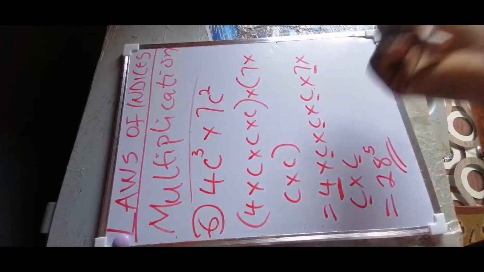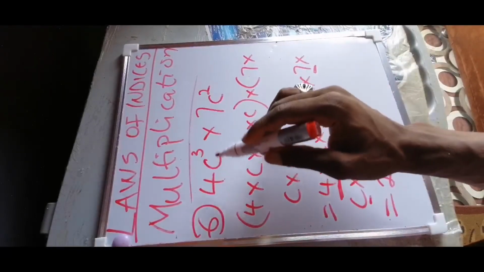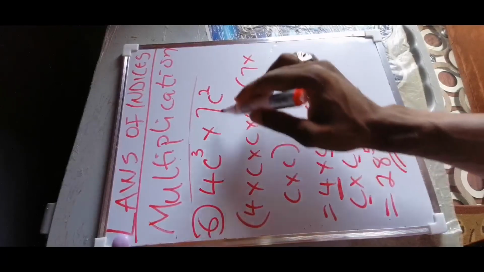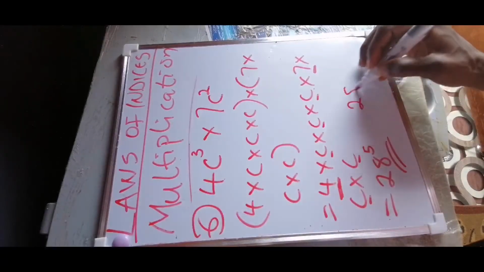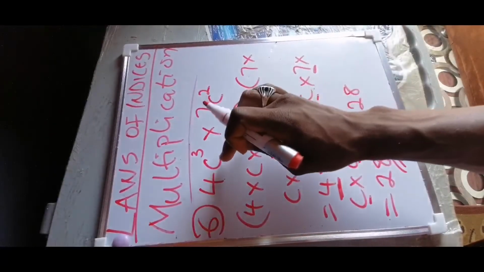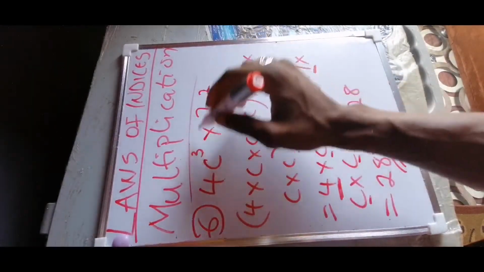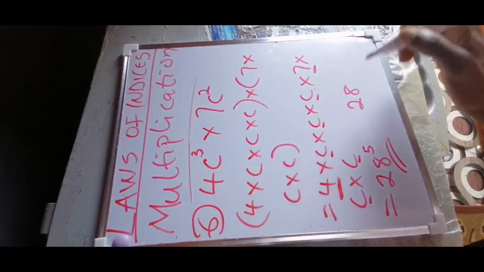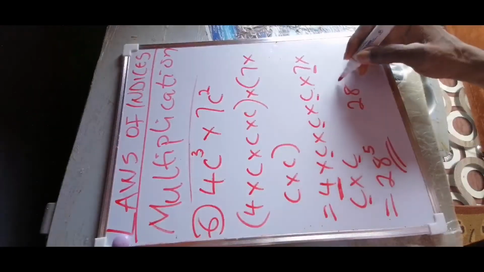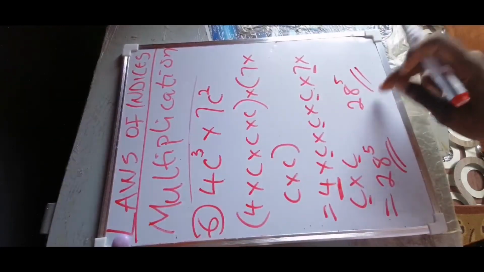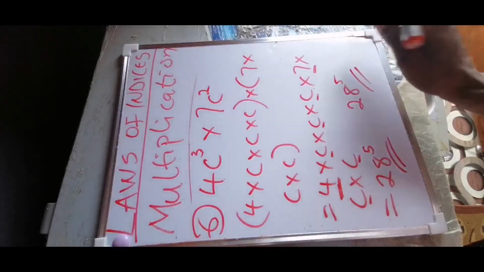And if you like the other method, you are going to say, from here, 4 times 7 equals 28. Here is c, again here is c. So you are going to just add up the indices, 3 and 2. So 3 plus 2 equals 5. So here is your final answer, 28c raised to the power of 5.